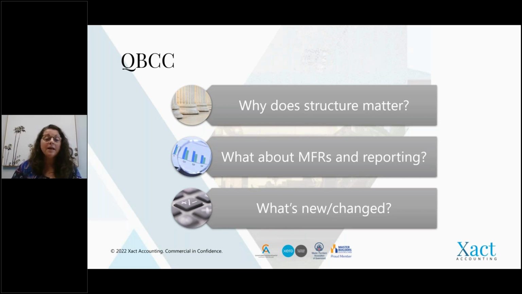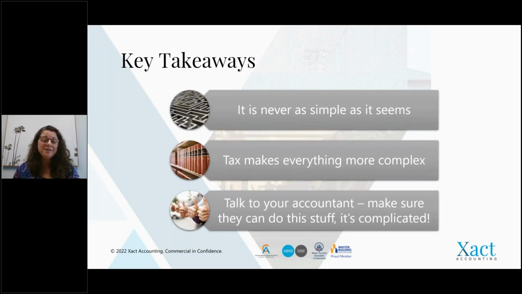So a couple of key takeaways. It's never as simple as it seems. We look at the property, we see it and we go, great, I know what I can do with that, I know exactly how it's going to work, but the tax side of it is quite complex often. So be aware of that. Tax does make everything more complex, and have a chat with your accountant. Make sure they can do this stuff because it is complicated.